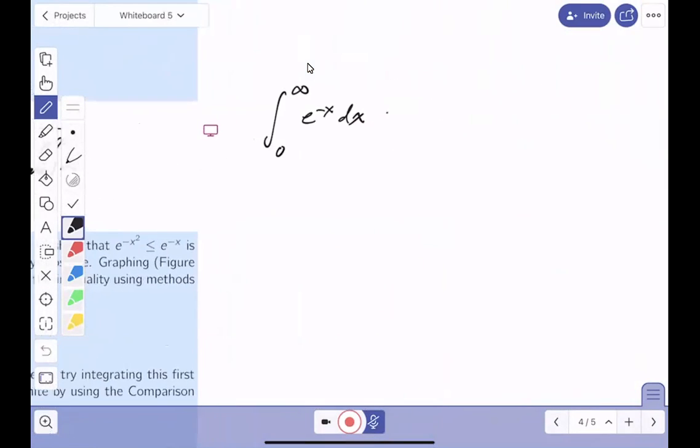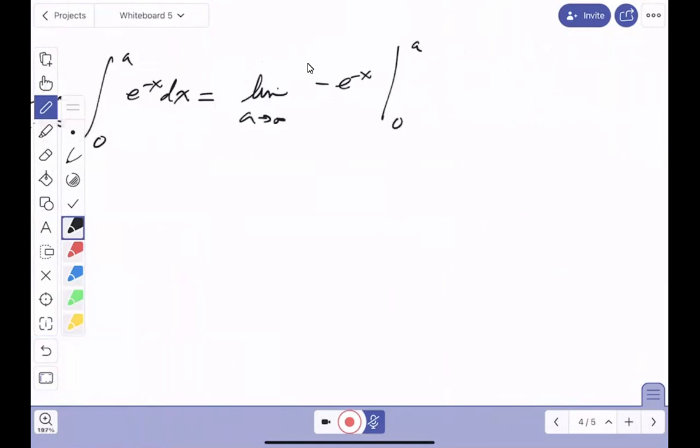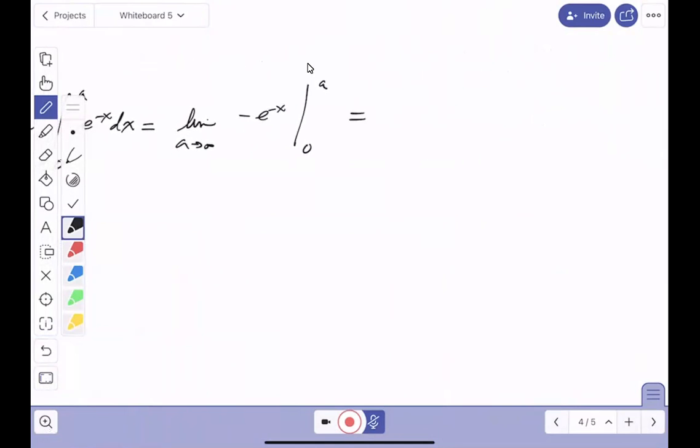All right, as a limit, a goes to infinity, integral from 0 to a, e to the minus x dx equals, let's write this down, limit, a goes to infinity. This is going to be minus e to the minus x, 0 to a. And what's this guy over here give me? Limit, a goes to infinity, minus 1 over e to the a, minus the minus is plus. Well, that's going to be 1 over e to the 0, which is 1.